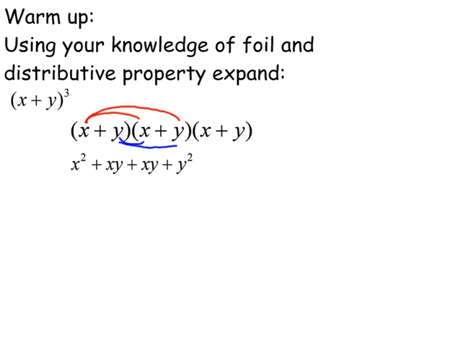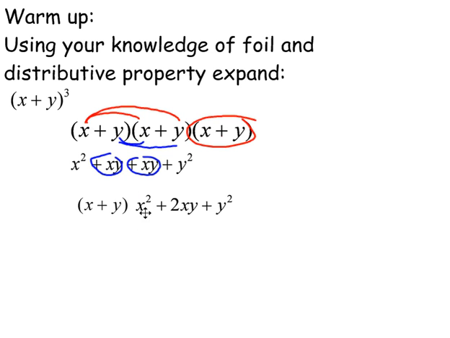If we combine the like terms, which are going to be the two middle terms, we simplify it and we get x squared plus 2xy plus y squared. Now all that's left to multiply is this trinomial by this binomial. So that's going to be (x + y) times (x squared + 2xy + y squared).